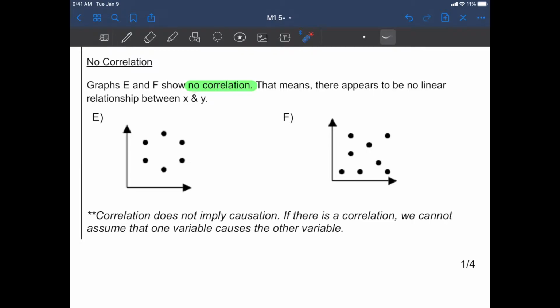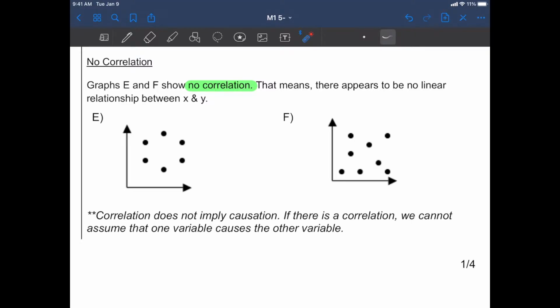That means there appears to be no linear relationship between x and y. In graph E, there is an association. It's quite circular, but since it's not a line, we will just call it an association, not a correlation. And here, the data points are so spread out that we can't see if a line should look like a positive one or a negative one or a flat one. It's just too spread out to make a determination that it's a linear relationship.